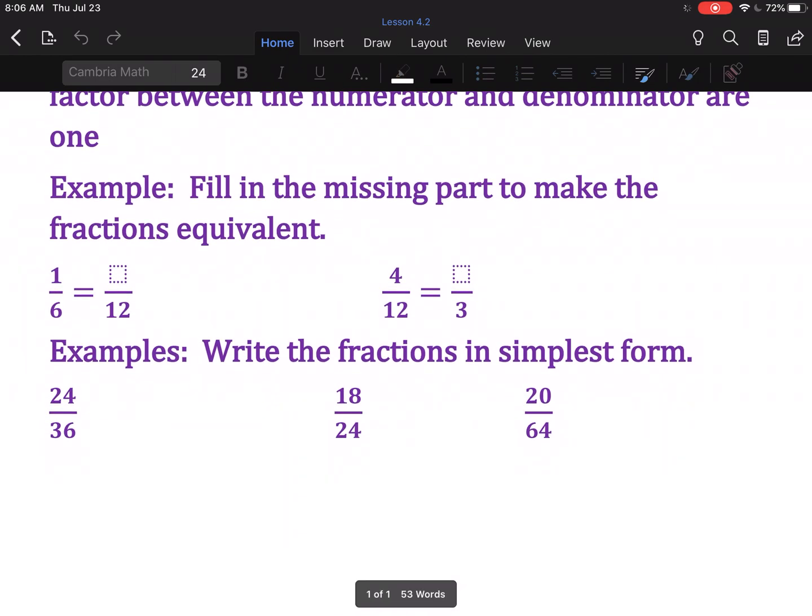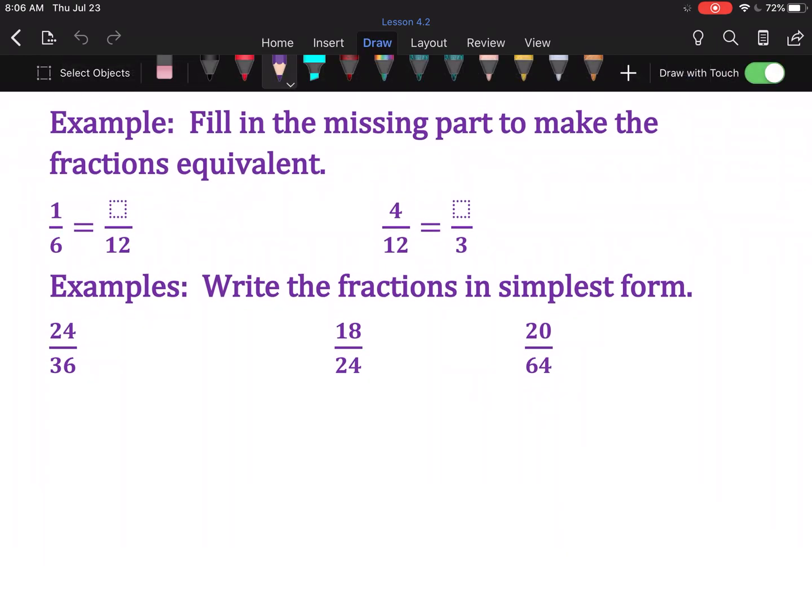So, fill in the missing part to make the fractions equivalent. Well, here's how I like to do this. How does 6 become 12 by multiplication or division? And the answer, of course, is that you double it. So we're just going to do the same thing in the numerator. We're going to double 1. 1 times 2, the missing number is 2.